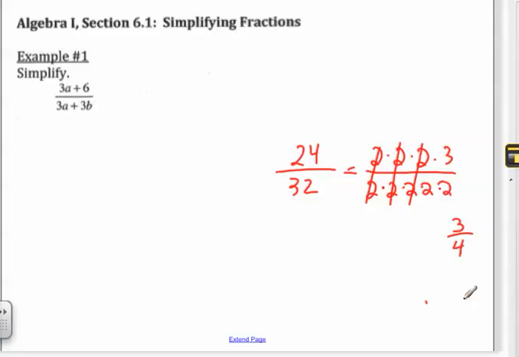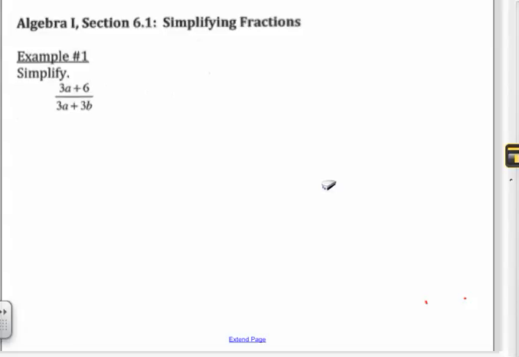Now, when we take that same idea and apply it to fractions or rational expressions with variables in them, what we want to do is factor the numerator, factor the denominator, and then cancel out anything that we have in common. So, I'm going to write this a little larger, and then I'm going to want your help. It says 3a plus 6 over 3a plus 3b.